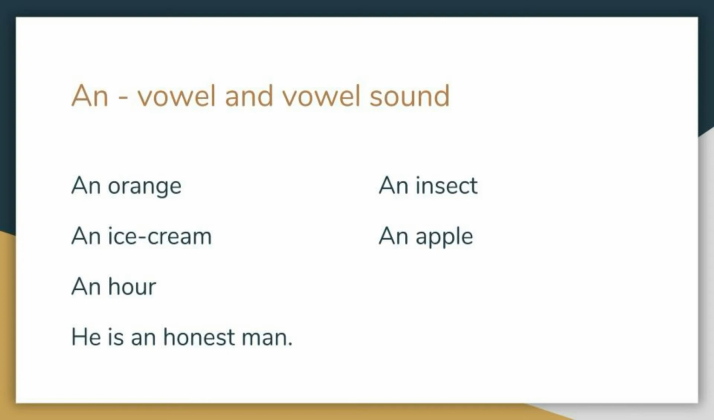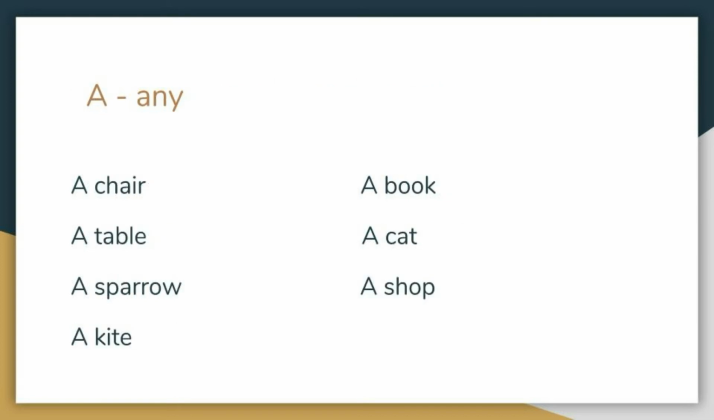Another example, an insect. Here I is a vowel. So we use an insect. Similarly, an apple. Next, a. Same, we use a with singular nouns, those nouns that begin with consonants. Before them, we use a.